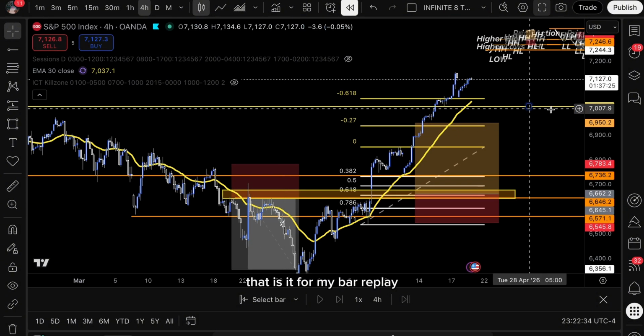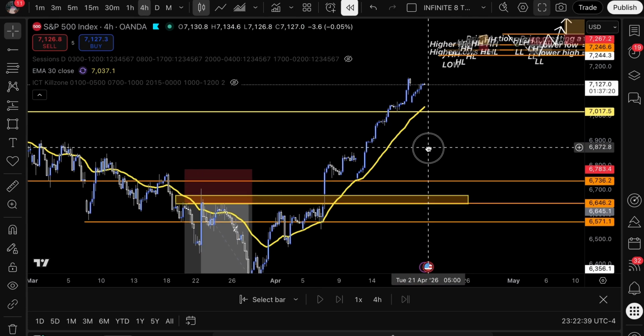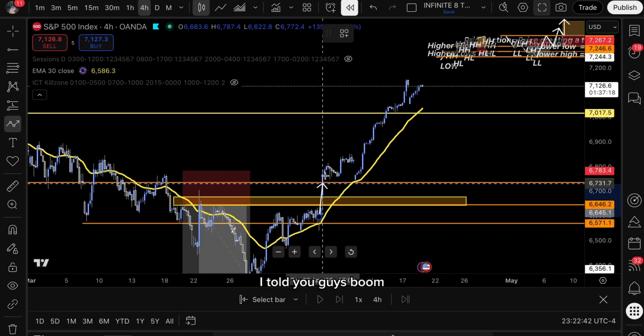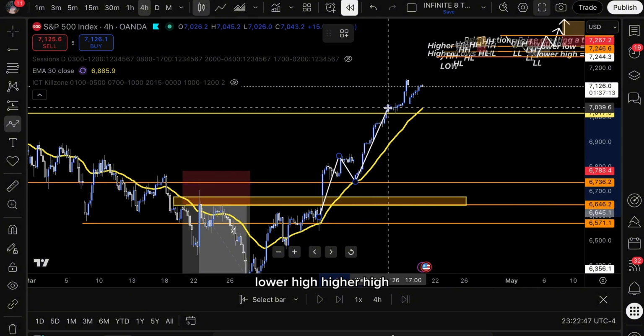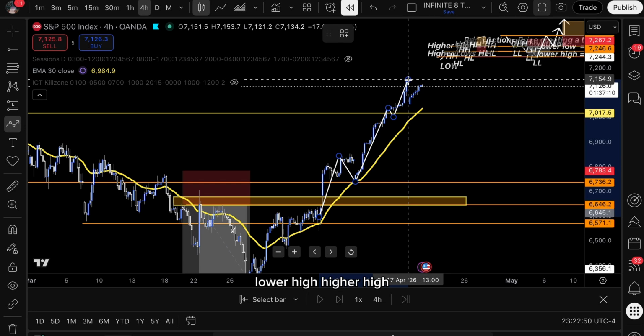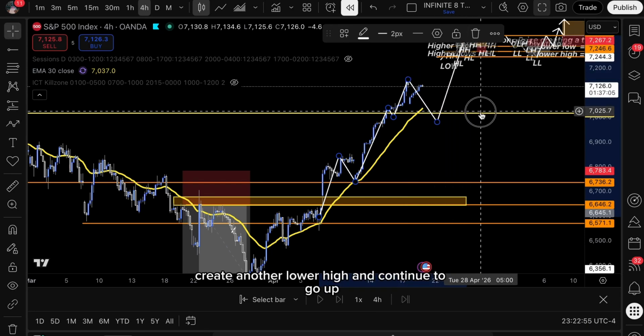That is it for my bar replay. What do you think price is gonna do after here? I told you guys, boom, up, higher high, lower high, higher high, lower high, higher high, gonna pull back, create another lower high, and continue to go up.